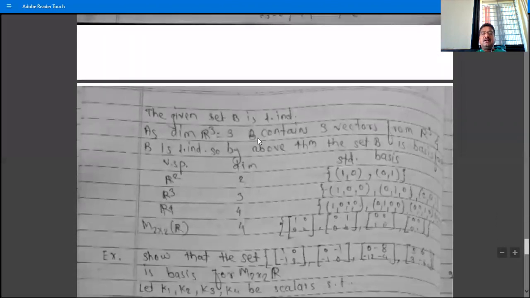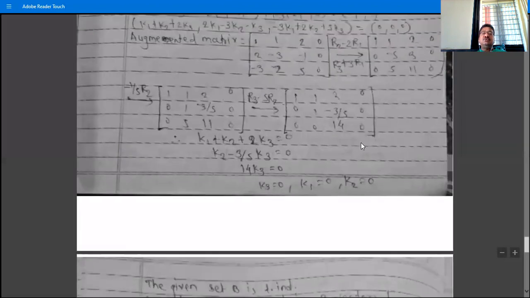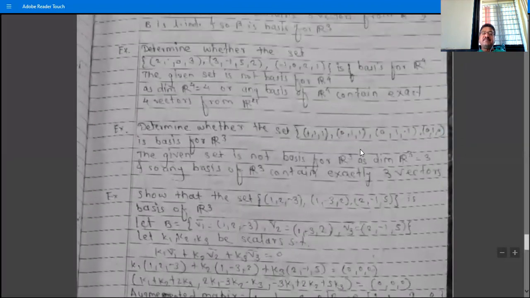And then write the sentence that as the dimension of R3 is 3 and B contains 3 vectors from R3 and B is linearly independent, by the above theorem the set B is a basis for the vector space R3. So in order to show the set is a basis, we have to show either one condition out of the two conditions, any one condition.